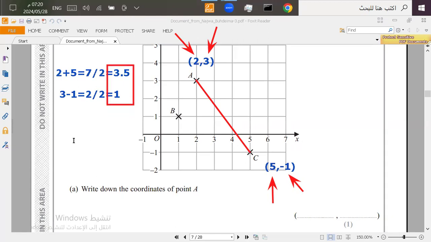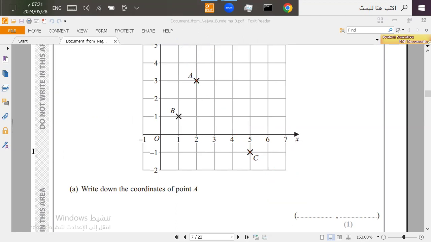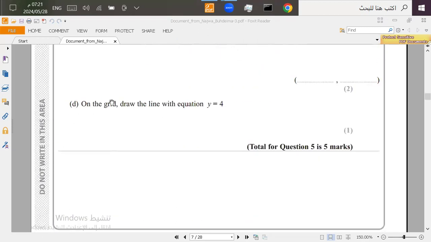Now you write them as a coordinate like this. So 3.5 and 1 is the midpoint of A and C. Now let's move on to the next question. Focus when you answer a question like this on adding the x's together and dividing it by 2, and then adding the y's together and dividing it by 2. Now let's move on to the next question.